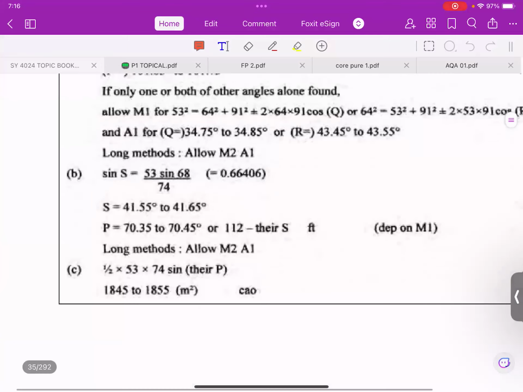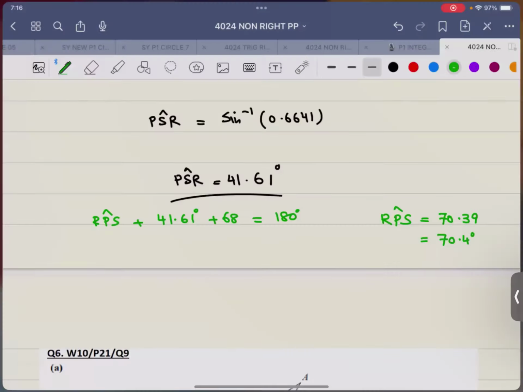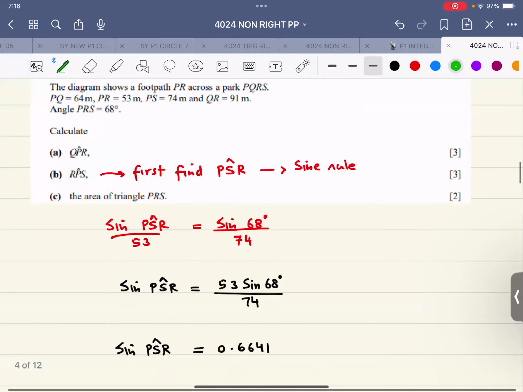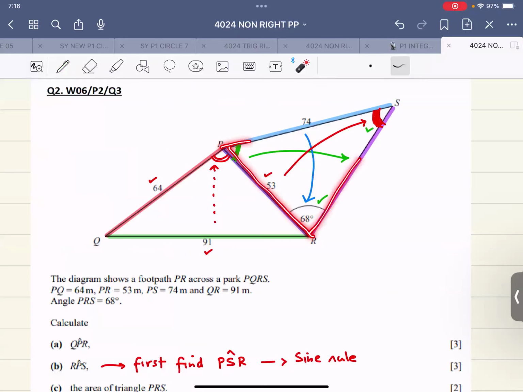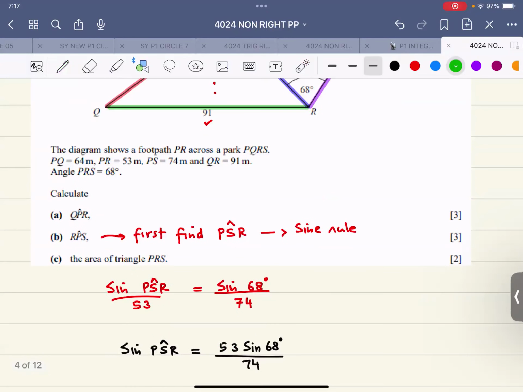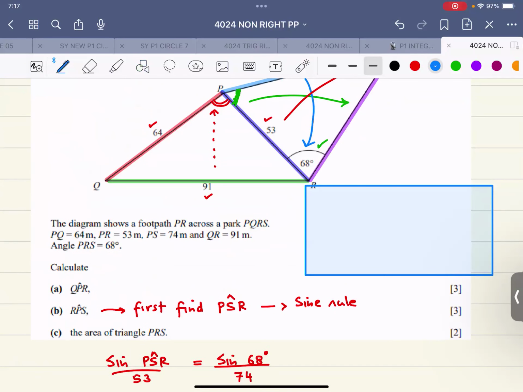Now let's double check the answer. So yes, it's right over here, 70.35, 70.45. That is the answer. Now let's look at the third part. The third part is the area of triangle PRS. In order to find this area, I need two sides and an included angle, that is this angle. So let me solve on the same page. Let me just make a box over here, and then I'll write that part C, area of triangle is half AB sine of C.